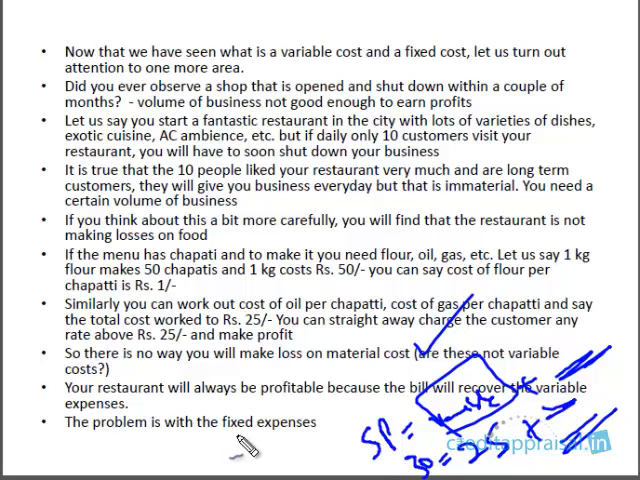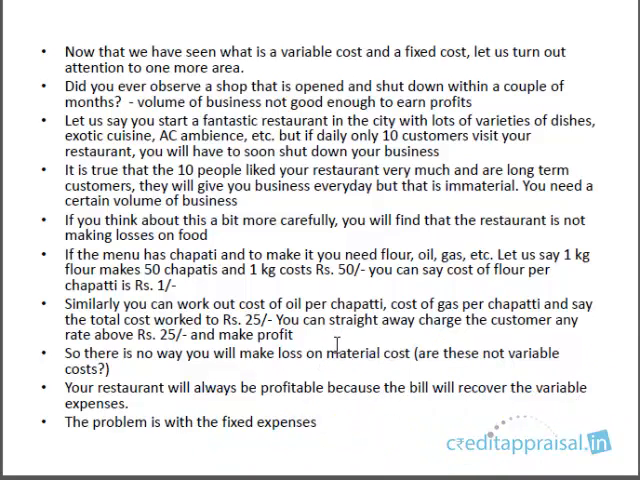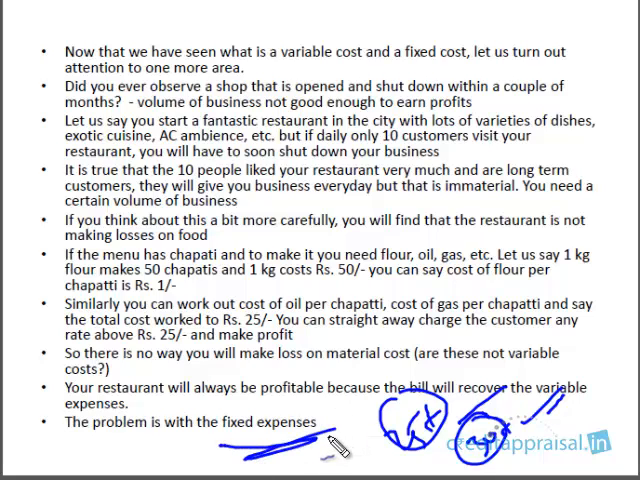The problem is with the fixed assets. See, the problem is always with the fixed assets. Variable expenses, you'll never make a loss because you are going to straight away charge it to the customer. You will calculate how much it costs, 25 rupees. So definitely you will charge 25 plus something to the customer, and you will recover this. If it costs 30, you'll charge 30 plus something. So you will never charge anything less than the variable cost. So the variable expense is never a headache for you. It is always the fixed expense.